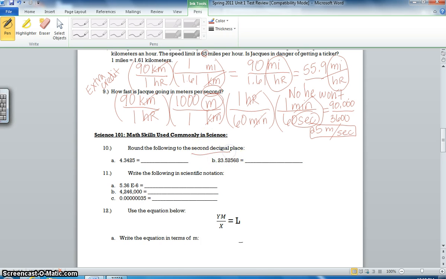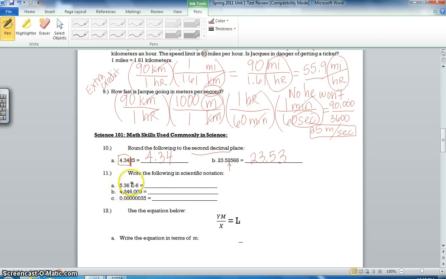Second decimal place means we want to keep 2 numbers after the decimal. So I'm going to go 4.3. I always want to check, do I want to round up or not? So it's 425 there. There's a 2 next door, so I'm just going to leave it at a 4. Okay, the next one, 23.5. Since the 2 is right next to a 5, anything 5 and bigger, I'm going to round up. That would be 23.53.